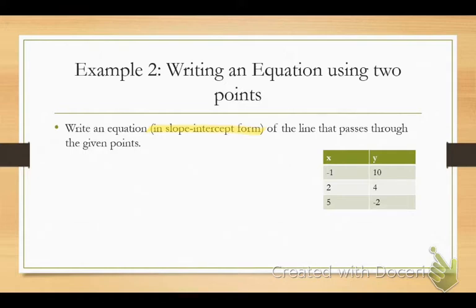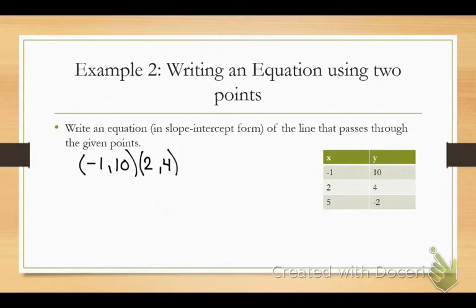Okay, the first thing we have to do is find the slope. So what I would suggest is that you pull out the first 2 ordered pairs, negative 1, 10, and 2, 4. Pull them out and use them to find your slope. Negative 1, 10, and 2, 4. Plug them into your slope formula and find your slope, please.